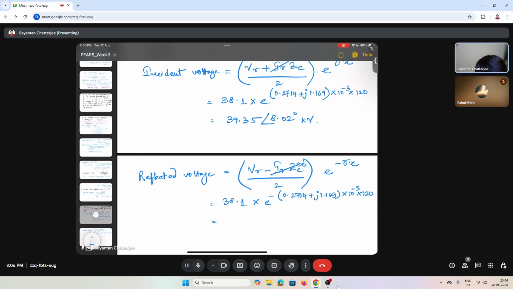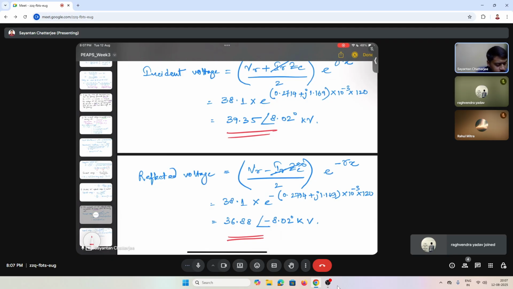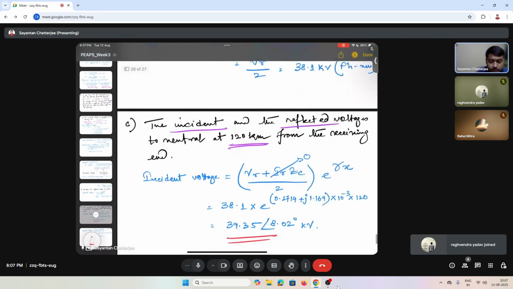So if we calculate these values, it will come as 36.80 angle minus. Okay, so these two are the final answers, right? I hope it's clear. You can calculate and have the values. Yes, we'll calculate and verify.